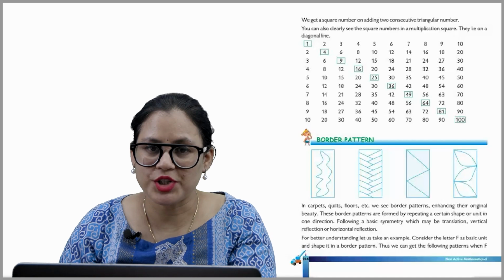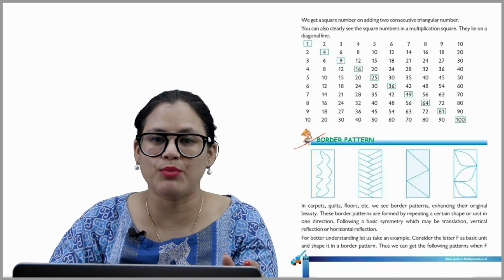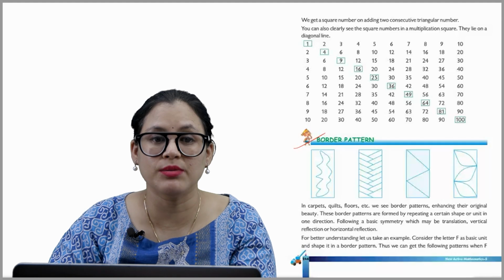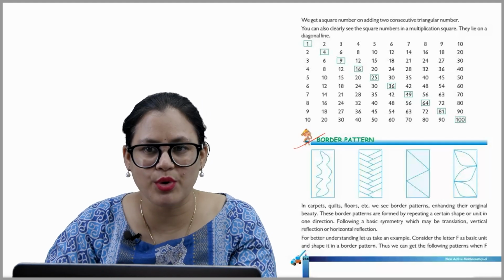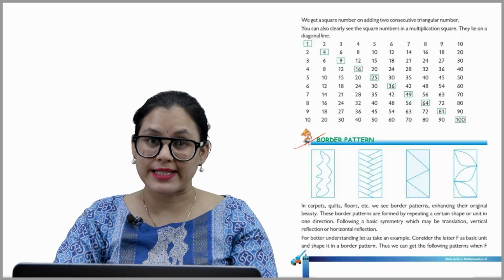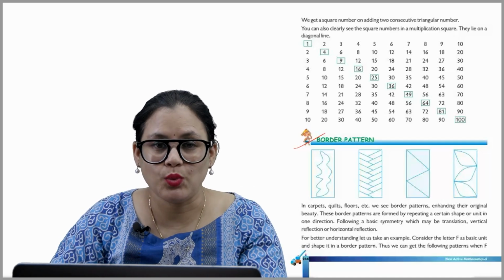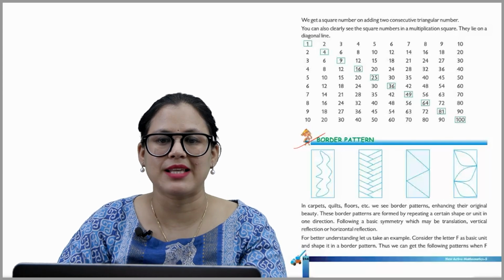Now border pattern. In carpets, quilts, floors, etc., we see border patterns, enhancing the original beauty. These border patterns are formed by repeating a certain shape or unit in one direction, following a basic symmetry which may be translation, vertical reflection or horizontal reflection. For better understanding, let us take an example.